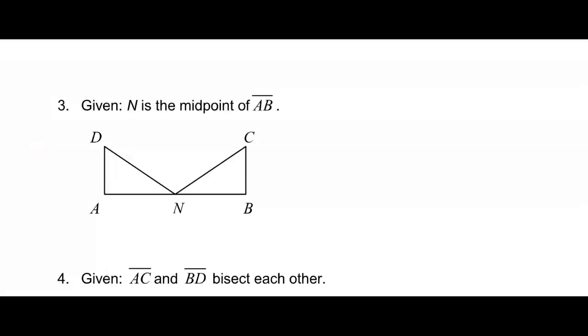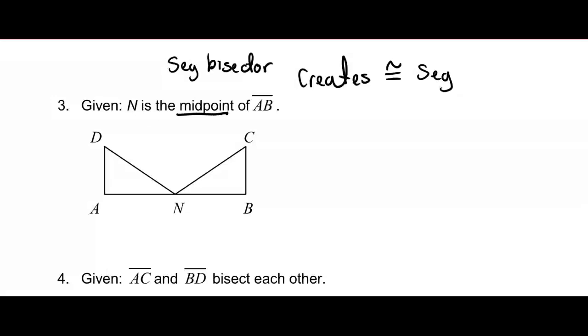A midpoint creates congruent segments. Something you might add to your notes here, a midpoint is also a segment bisector. This is going to become important in the next question, so I would add this here. The midpoint is the segment bisector of the segment AB.